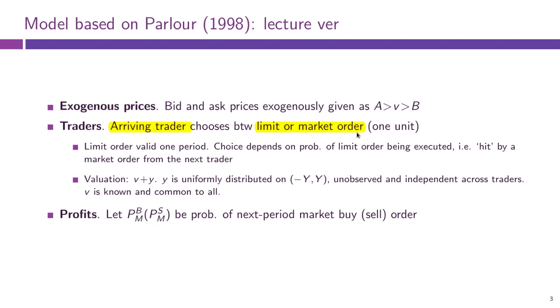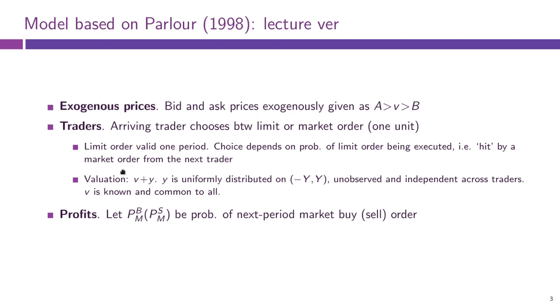And the trader could only submit an order for one unit of the asset. So, as I said, I already managed to get confused in that today. But yeah, so one unit only. The trading protocol is such that if a trader submits a market order today, well, obviously they trade against a limit order from the limit order book.